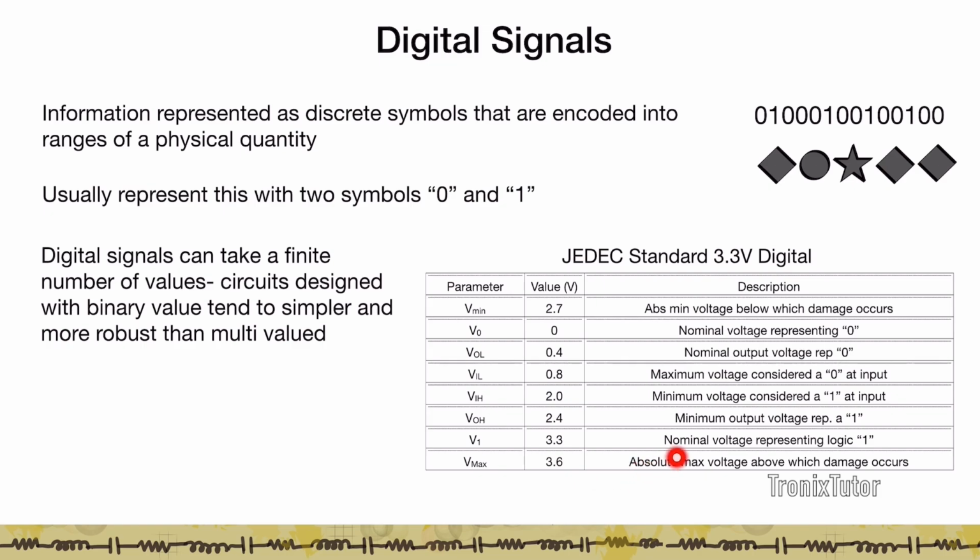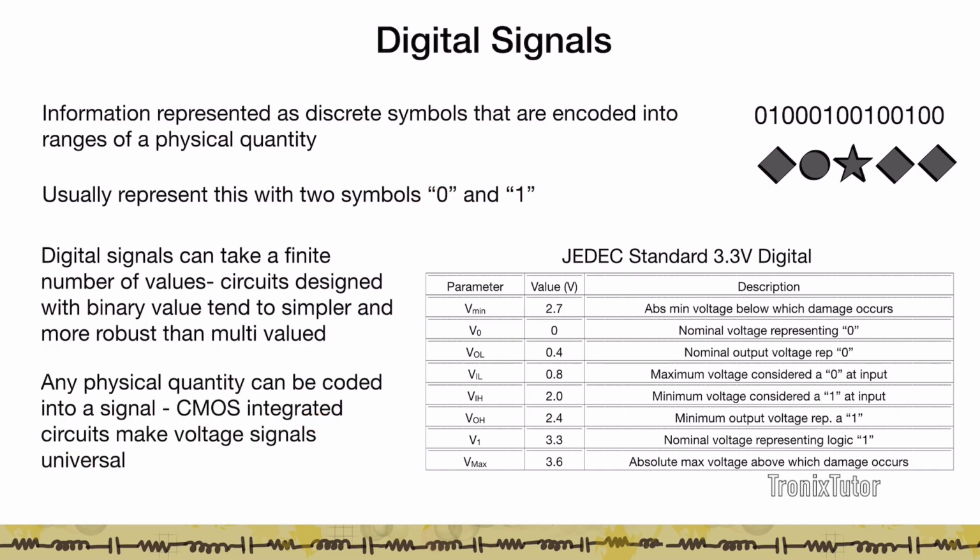Here's an example of a standard. This is a JEDEC standard for a 3.3 volt digital technology. You see that a 0 or a 1 is coded up in a range of voltages. For example, in this case, a range from 0 to 0.8 volts will be treated as a logic 0, and a range from 2.4 to 3.3 volts will be treated as a logic 1. This is what I meant when I said that when you have these two symbols, you normally associate a certain range of a physical quantity with each symbol. In CMOS circuits, we mostly use voltage signals.